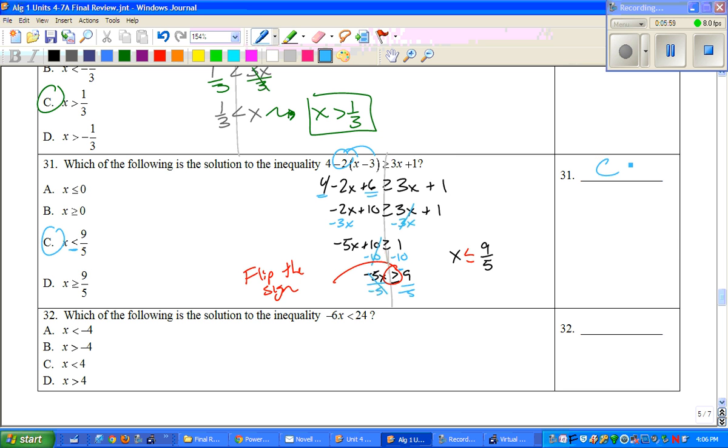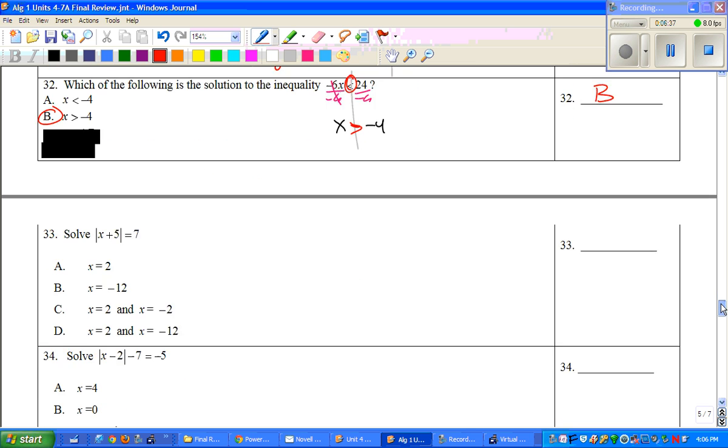Alrighty. Number 32. Which of the following is the solution of the inequality -6x is less than 24? Draw the line. To solve for x, we have to divide by -6. x, -4. So hey, we know it's -4. Get rid of the ones that don't have -4 in your answer. We just talked about it. We divided by a negative, so you need to flip the sign. x is greater than -4. All right, let's go ahead and flip it over.